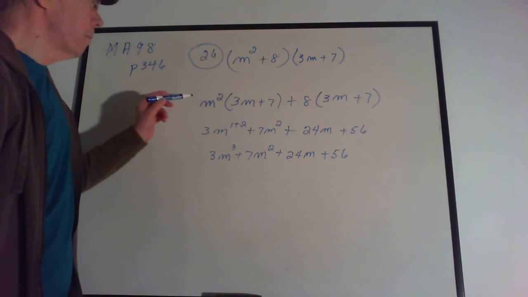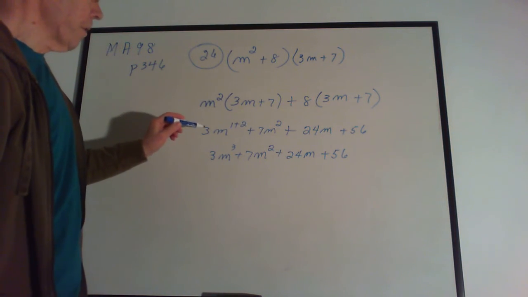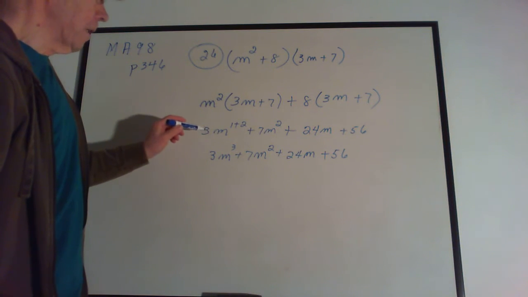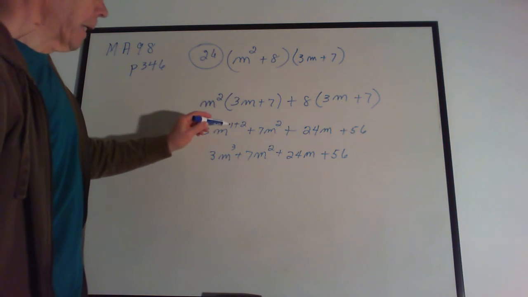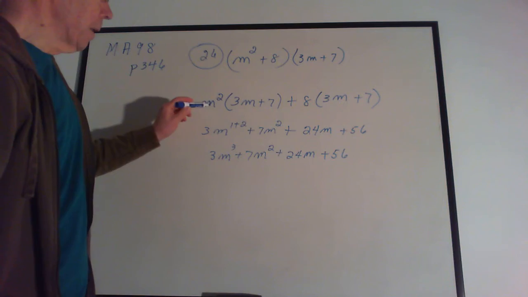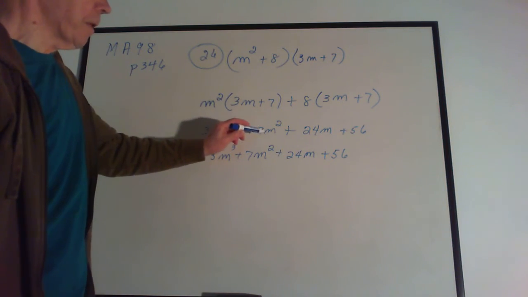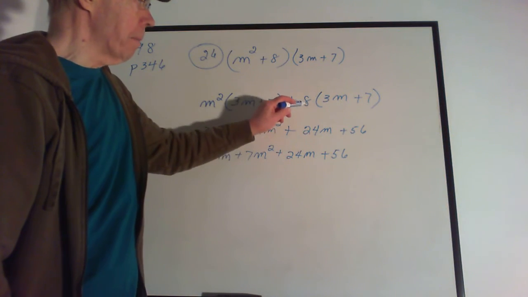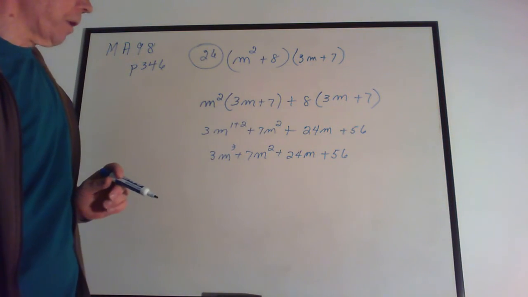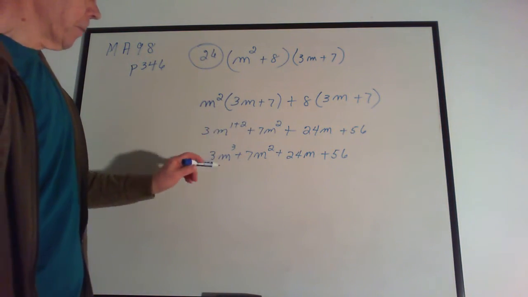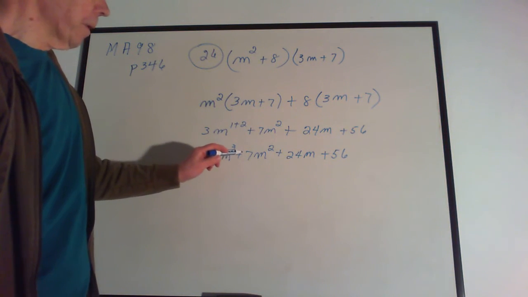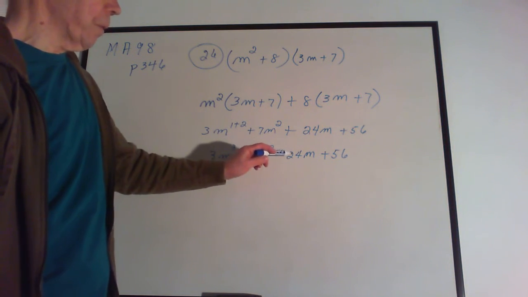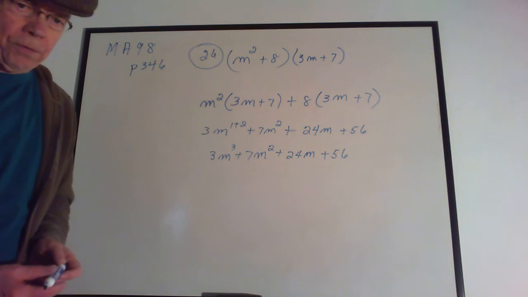All right, so I multiplied 3m times m squared gives me 3m cubed. I have to add my exponents. m squared times 7 gives me 7m squared. 8 times 3 is 24. Bring down the m. 8 times 7 is 56. Add my exponents, I get 3m cubed plus 7m squared plus 24m plus 56.